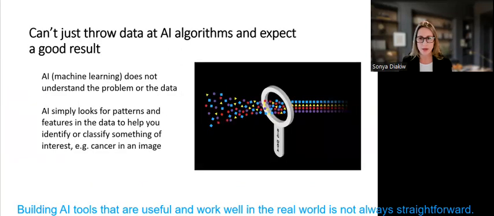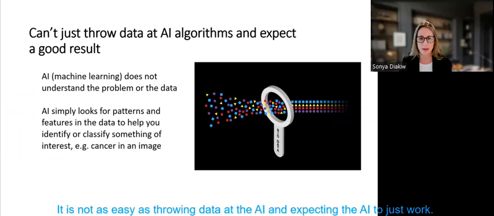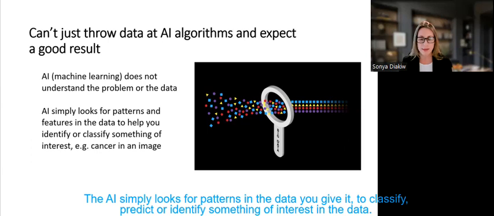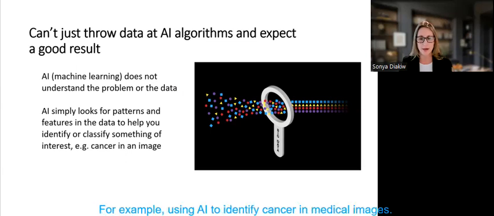Building AI tools that are useful and work well in the real world is not always straightforward. It is not as easy as throwing data at the AI and expecting the AI to just work. The AI does not understand the problem you are trying to solve or the data you are using to solve it. The AI simply looks for patterns in the data you give it to classify, predict, or identify something of interest in the data. For example, using AI to identify cancer in medical images.